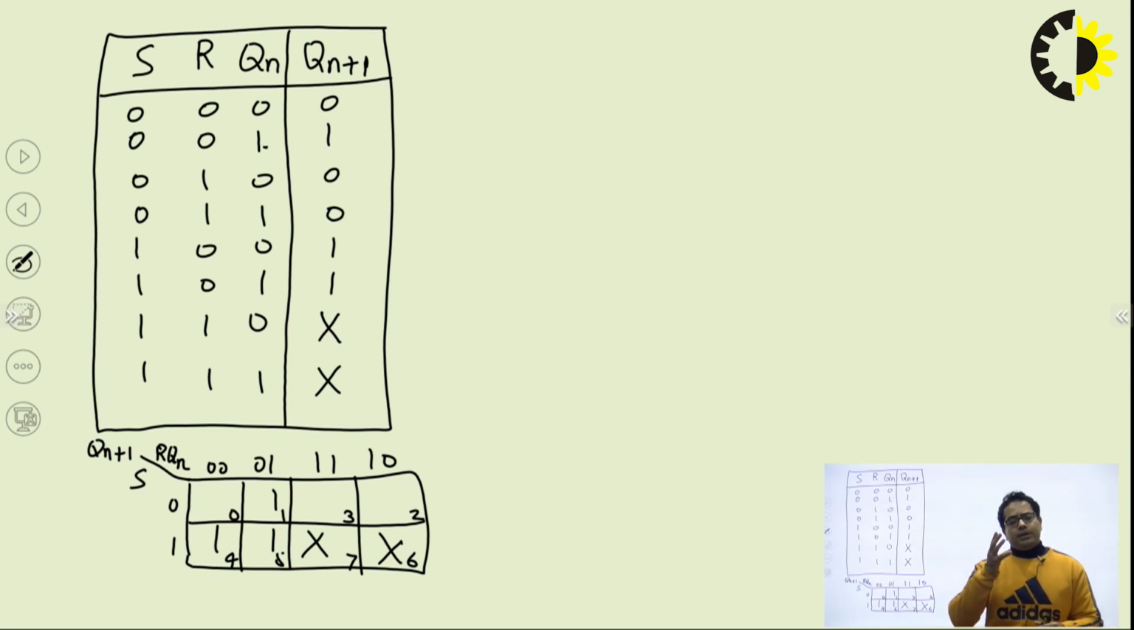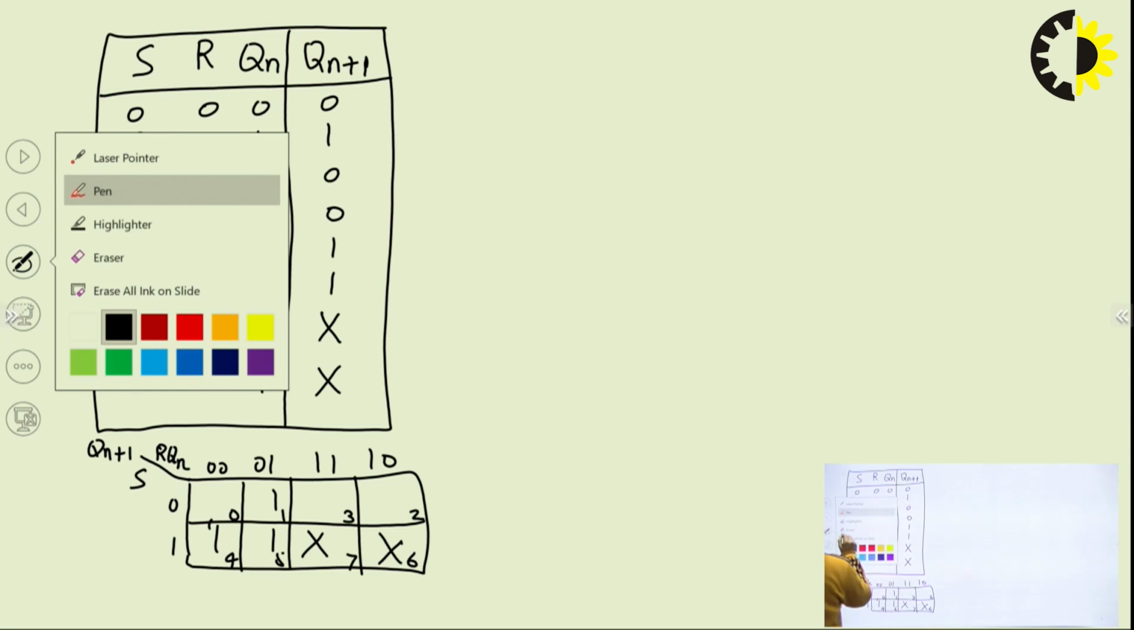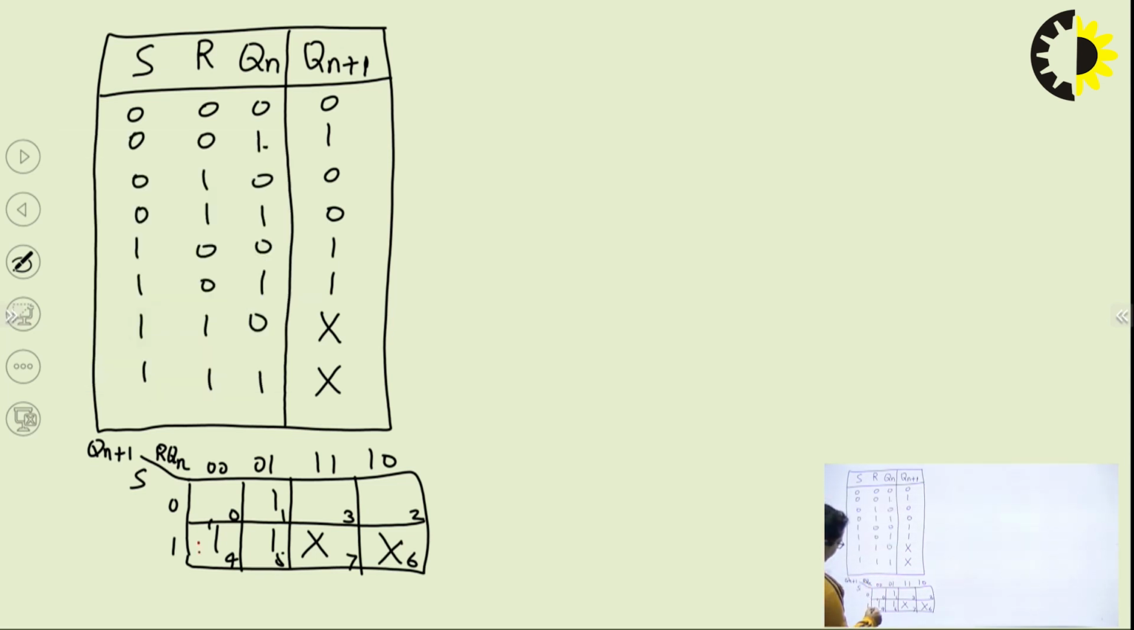Similarly, if by using the don't care value you are getting an octet, in that case also you are going to treat that don't care value as a 1. So here in this case we can see that if we consider this don't care value as 1, we will get a quad. So we will draw the quad. So this is our quad.